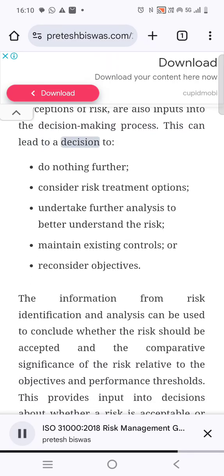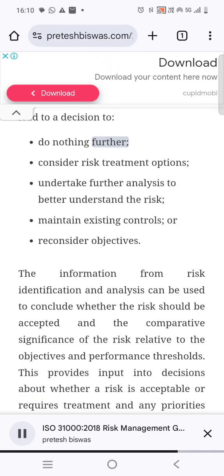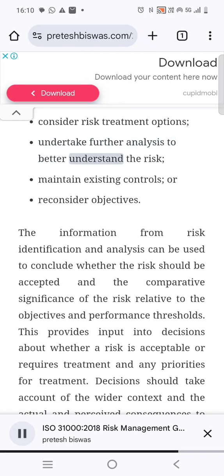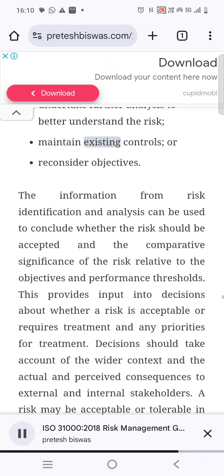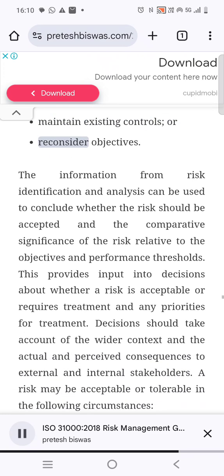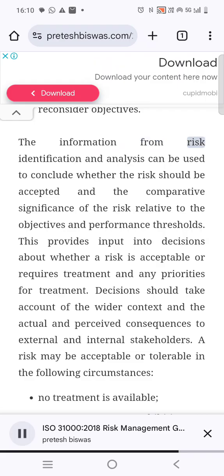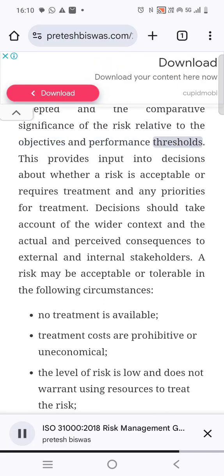This can lead to a decision to do nothing further. Consider risk treatment options. Undertake further analysis to better understand the risk. Maintain existing controls, or reconsider objectives. The information from risk identification and analysis can be used to conclude whether the risk should be accepted and the comparative significance of the risk relative to the objectives and performance thresholds.